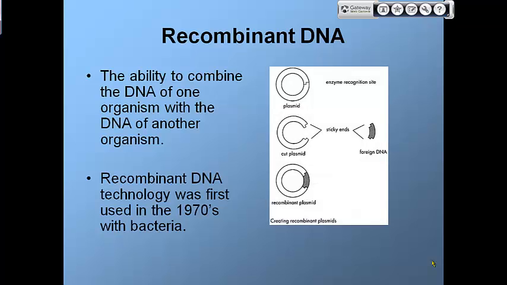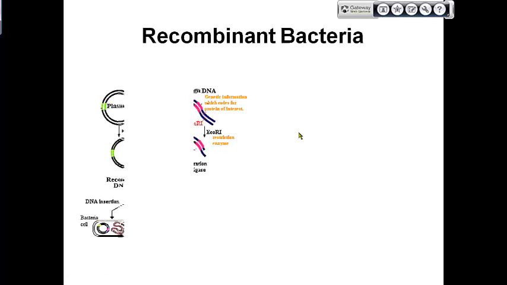So what happens, basically, you take a piece of DNA from one organism, and then you insert it into the DNA of another organism. So here you see you have a type of DNA here. You cut out the DNA that you don't want in the one organism, and you replace it with the DNA of another organism. It's called recombinant DNA.